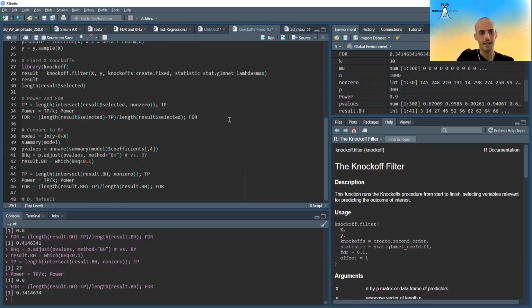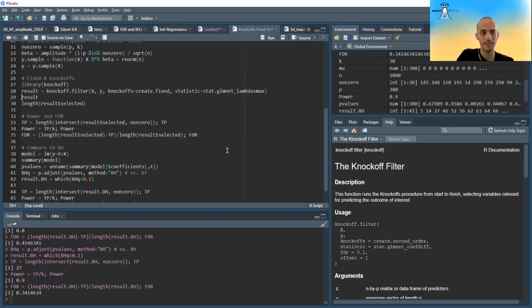Okay, I'll be honest with you guys. I just ran this a few times, and in these few times, it came out that the Benjamini-Hochberg method actually was not worse than the knockoff method, and even better sometimes. But before that, I ran it, and it came out that the Benjamini-Hochberg was much worse. And now I think I came to another example where the Benjamini-Hochberg was much worse.